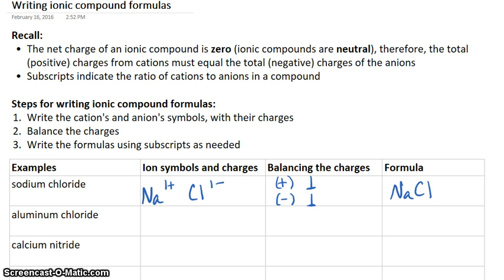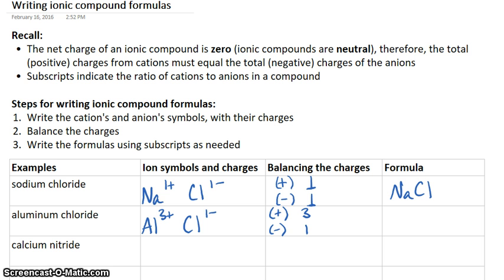Let's take a look at the next example, aluminum chloride. Aluminum on the periodic table is Al, and it has a charge of 3+. Chloride we already know is Cl with a charge of 1-. So let's list out our positive charges. For the positive charges, we have 1 charge of 3+ per aluminum ion, and for Cl, the negative charges, those are worth 1 apiece.